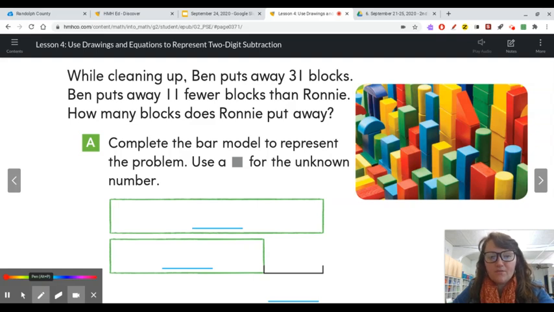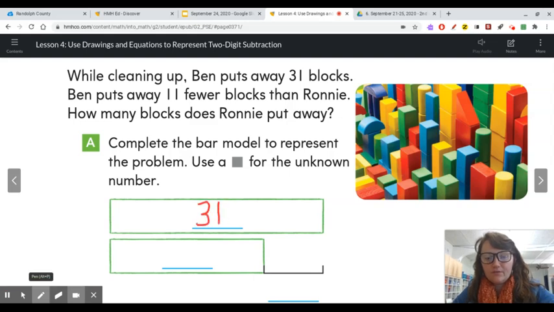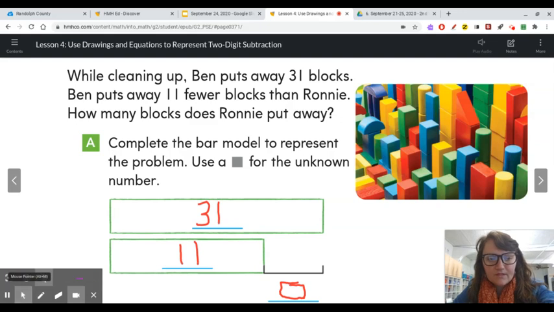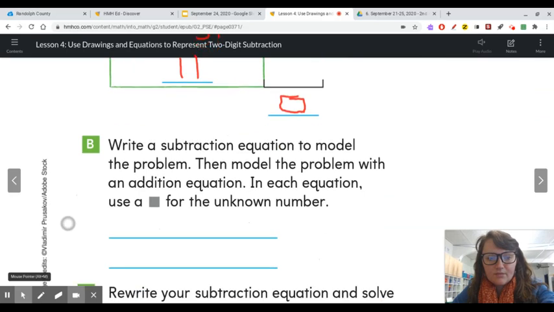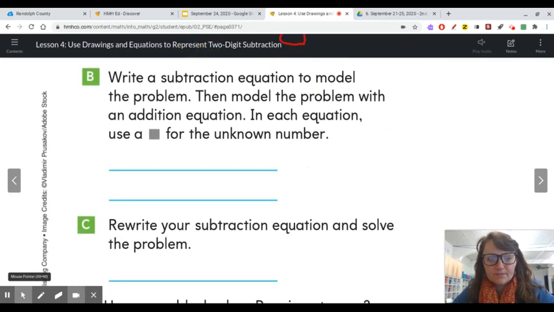So Ben puts away 31 blocks. Okay, so 31 would go right here because it's our total. Then it says Ben puts away 11 fewer blocks than Ronnie. How many blocks does Ronnie put away? So now we need to find out Ronnie's. Okay, so go ahead and write that in your box. And it says write a subtraction equation to model the problem. Okay, well that seems simple enough. We know our total is 31, and we know that we're taking away 11.